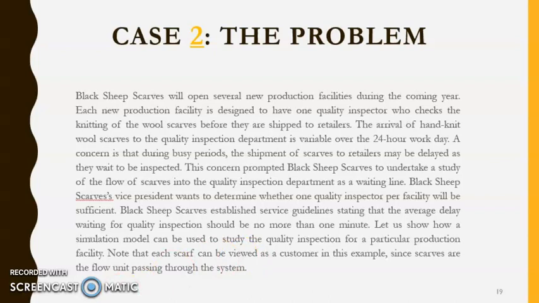One point that you immediately recognized here is that it asks you for some sort of prescription. So it is prescriptive analytics, very similar to the previous one. Why is it prescriptive? Because it is giving you some guidelines to decide about. Here it says Black Sheep Scarves established service guidelines stating that the average delay waiting for quality inspection should be no more than 1 minute.